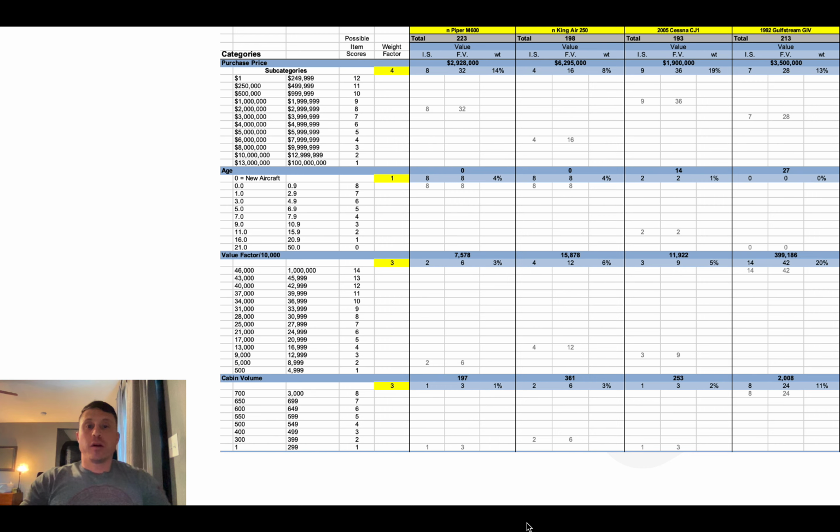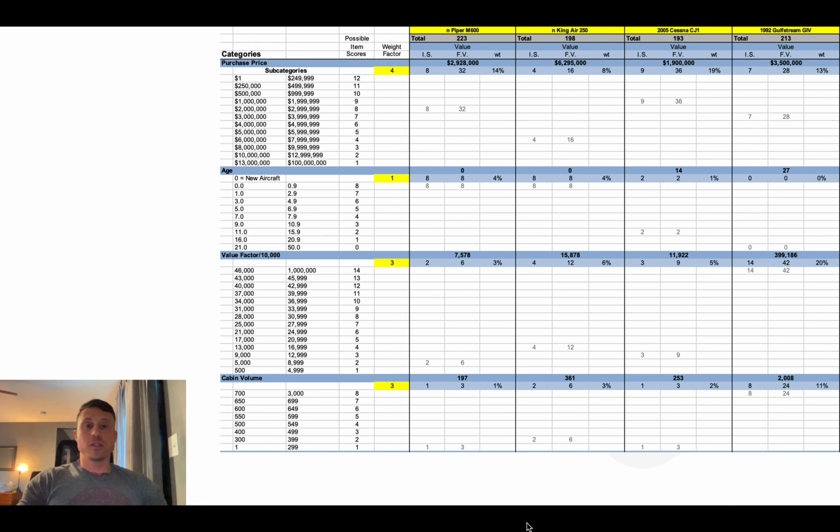Sir, as you can see here on the matrix table, we have the previous four aircraft listed above in yellow. Beneath them is the total number of factors added from each category. The factor value and weight factors are what we will focus our attention on in this slide.